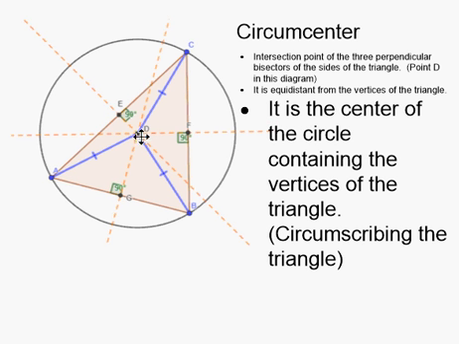And since those are all the same, if we construct a circle using point D as the center, and any one of these 3 points as a point on the circle, those segments become radii of that circle, and this circle is said to circumscribe the triangle. And so this is a circumscribed circle around the triangle, so this is the circumcenter, which is the center of that circumscribed circle.